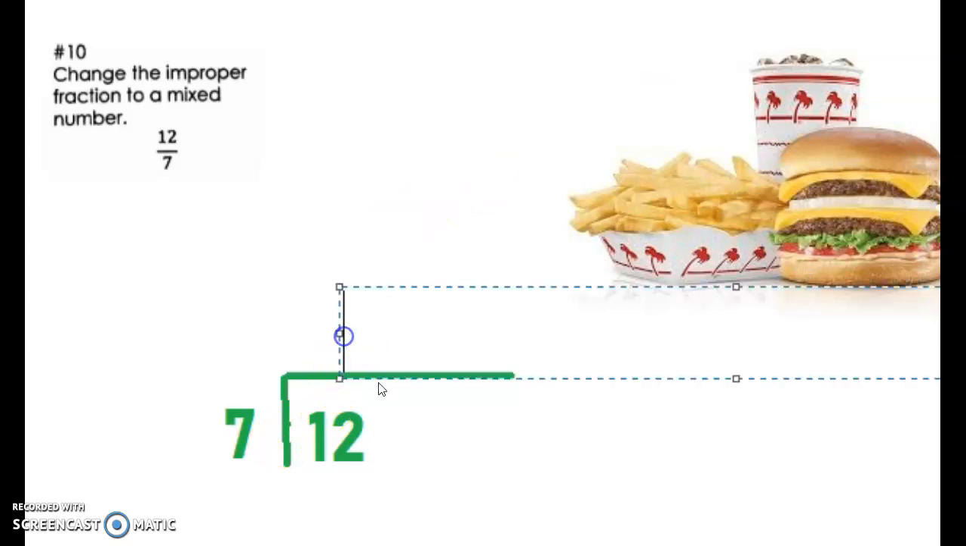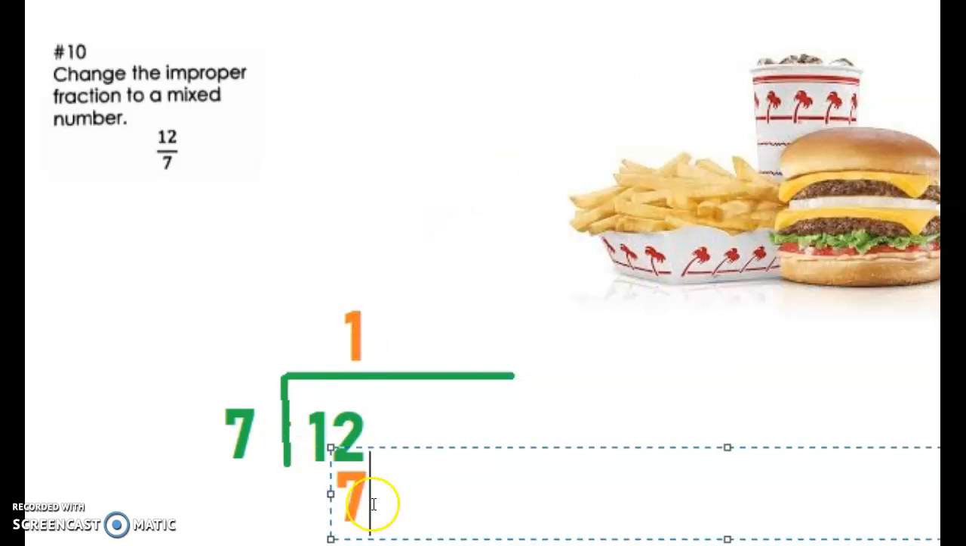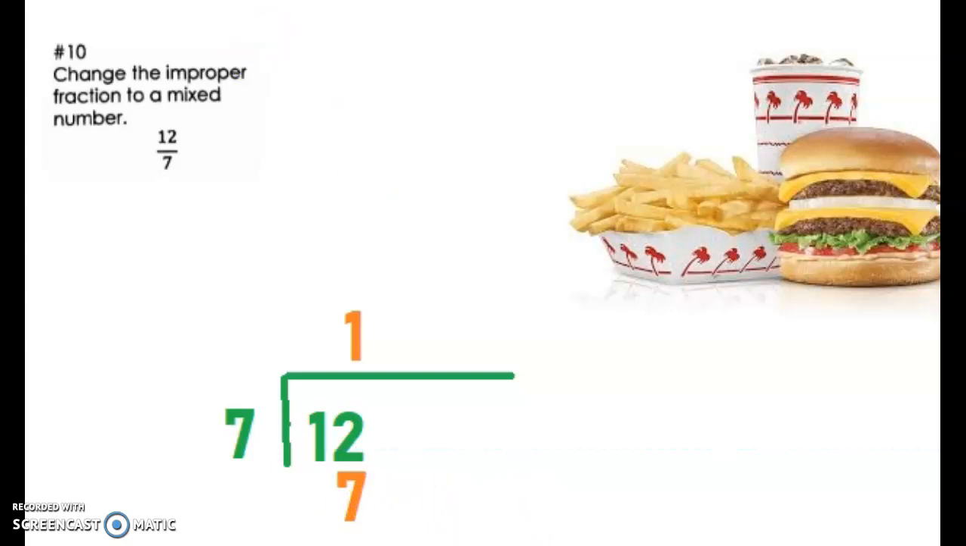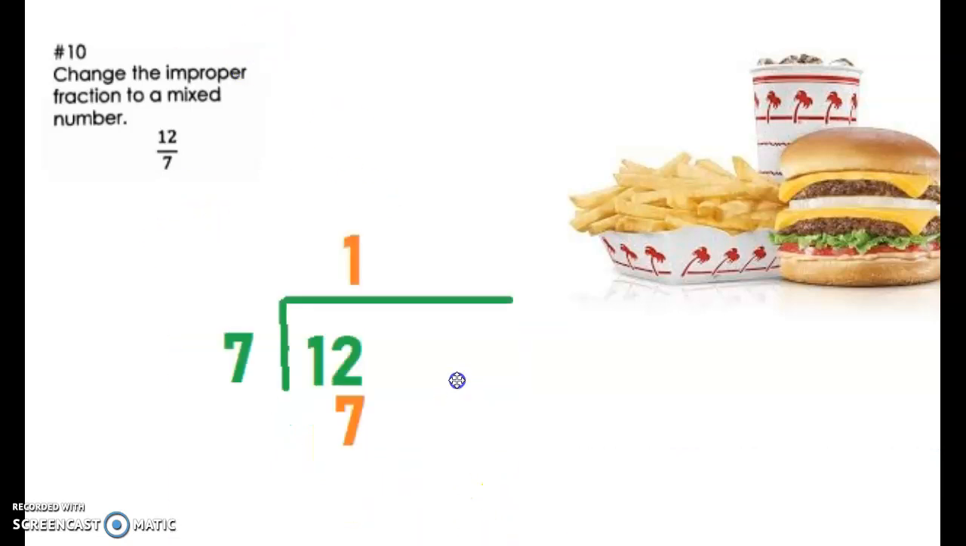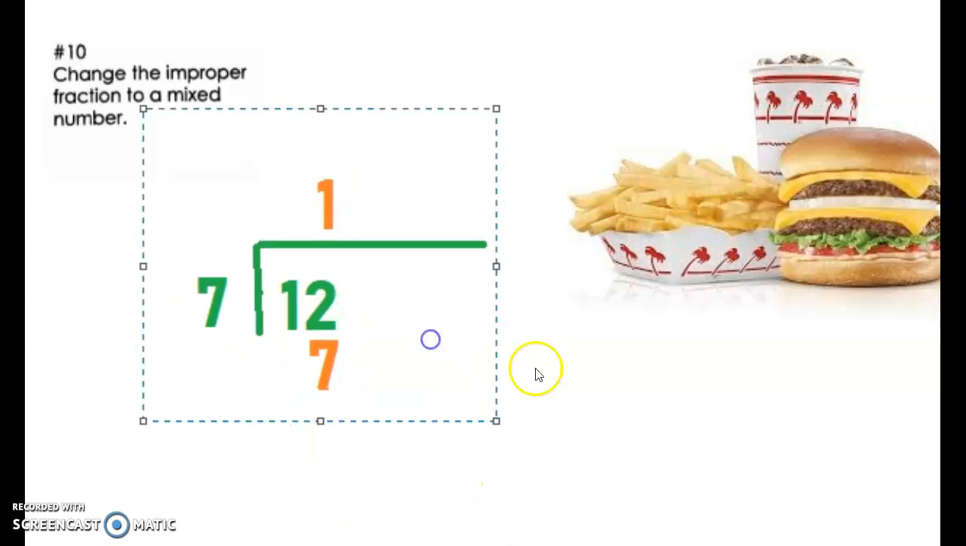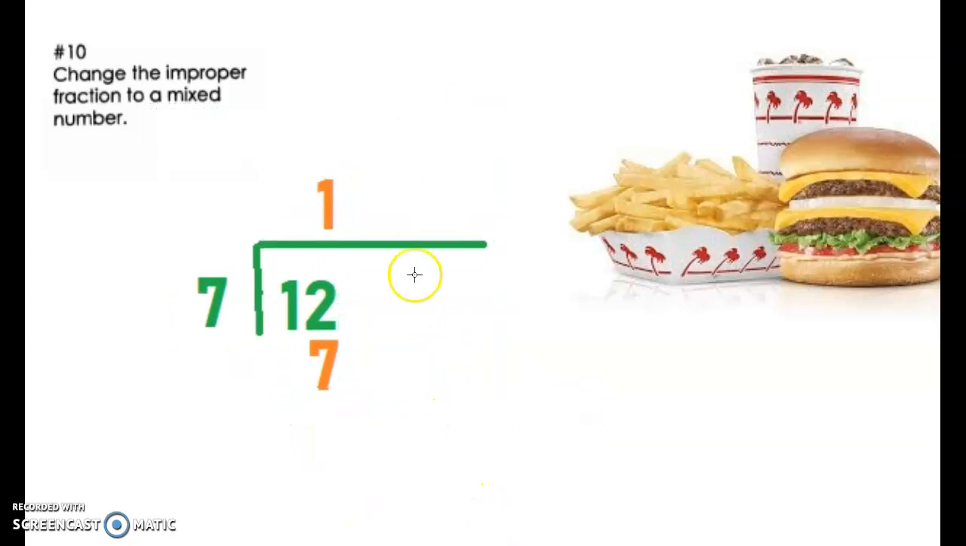So 7 goes into here one time, right? So that means that this is going to equal 7. You know what? Let me bring all this up because I'm running out of space here. Okay, and then we're going to subtract. 12 minus 7 equals 5.